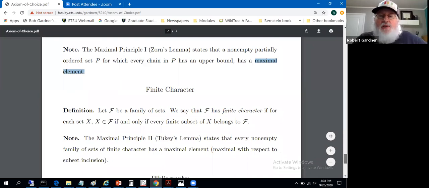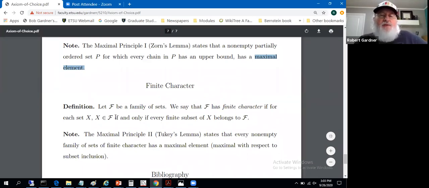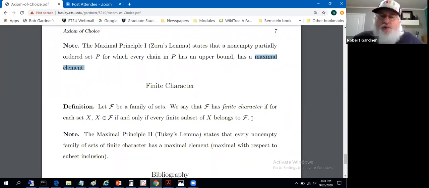Finite character was mentioned. Let's just get that on the table as to what the meaning of that was. This was in the Maximal Principle, Part 2. Let calligraphy F be a family of sets. We say that that family has finite character if for each set X, X is in this family if and only if every finite subset of X also belongs to that family. So it's a kind of closure on the family of sets. Anything in the set, all finite subsets of that set must also belong to calligraphy F. It doesn't require calligraphy F to consist only of finite sets, of course, but when it has a set in it, then all finite subsets of that set must also be in the family.